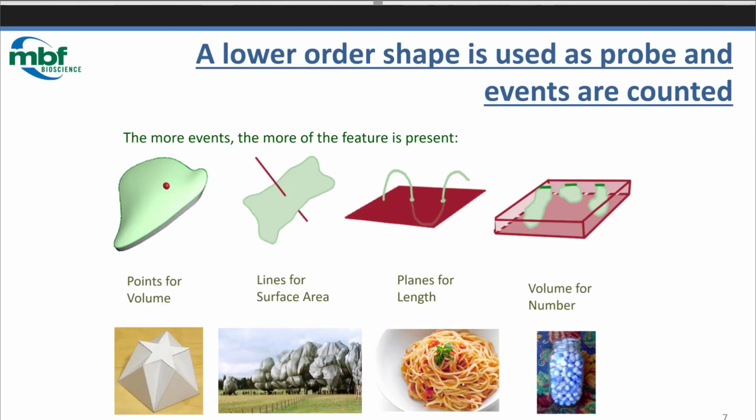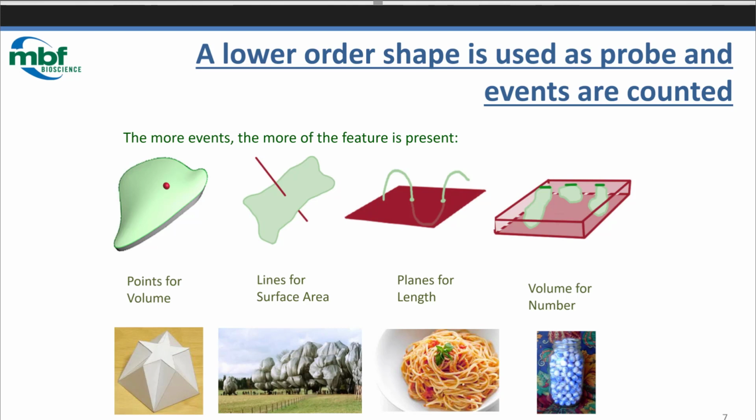This shows what we can estimate after we do the systematic random sampling. At the bottom, we have pictures from everyday life to let you know that what we can sample with unbiased stereology is volume, surface area, length, and number. So in the cartoon on the top, tissue is shown in green, and the virtual shape that Stereo Investigator will generate, the probe, is shown in red.